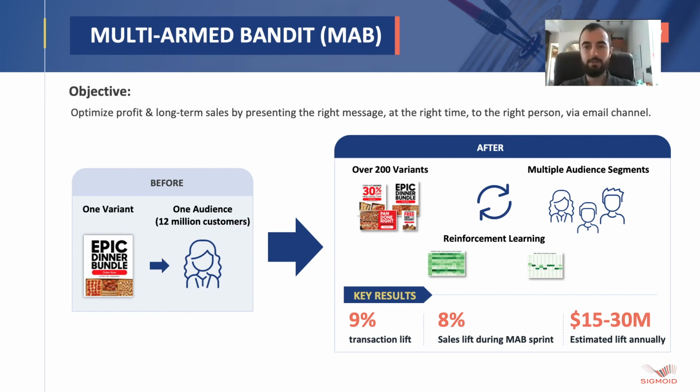So, long story short, we ran what we call MAB sprints for 2 weeks at a time. And the results that I have here at the bottom reflect our 4th iteration of the MAB. During that period of time, as compared to the control group with no MAB, we saw a 9% sales transaction lift and 8% sales lift across the business, which, if you project that out over 52 weeks, would lead to $15 to $30 million in lift annually.